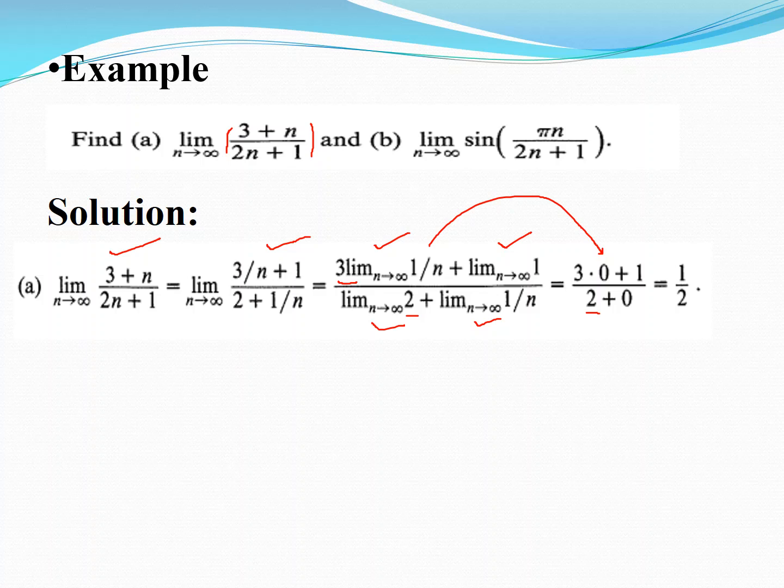1 is also constant, so there will be 1 only. And again, we will write the limiting value of 1 by n as 0. Now simplifying, we obtain the value of 1 by 2. This is the solution of part A. Now we discuss the solution for part B.